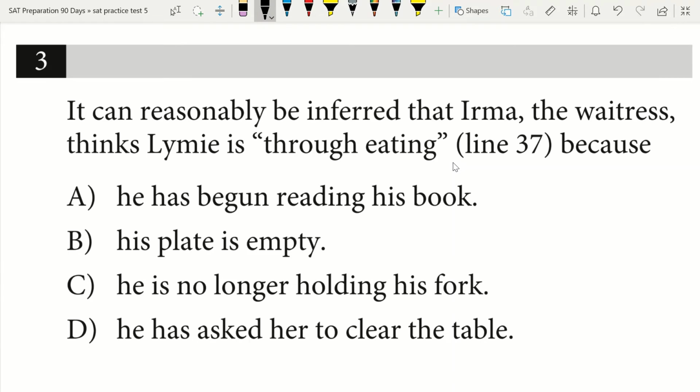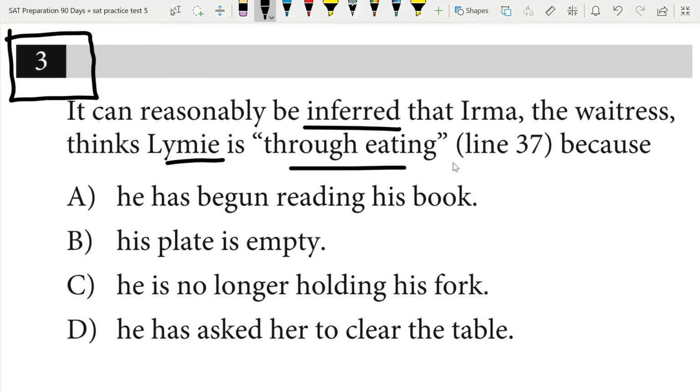Today I have an SAT reading tip for you that deals with inference questions on the SAT reading section. To illustrate my strategy and the tip that I have for inference questions, I want to use question 3 from SAT Practice Test 5. Question 3 states that it can be reasonably inferred that Irma, the waitress, thinks Limey is through eating in line 37 because what?